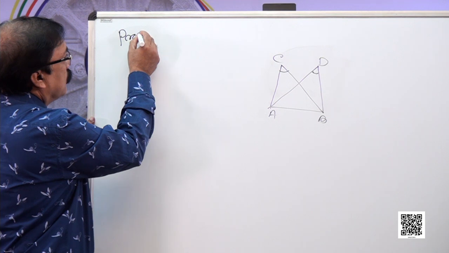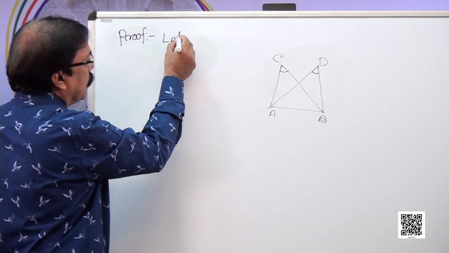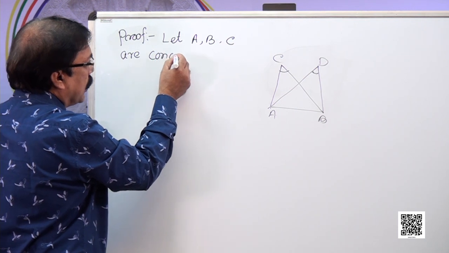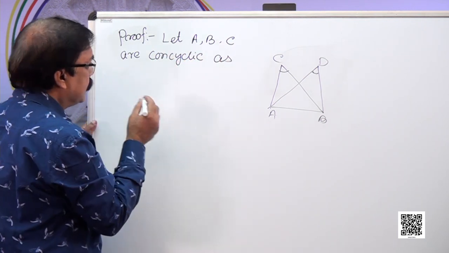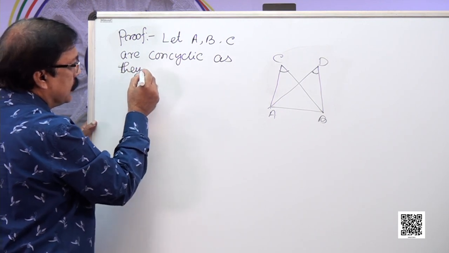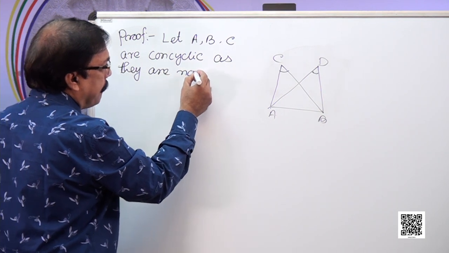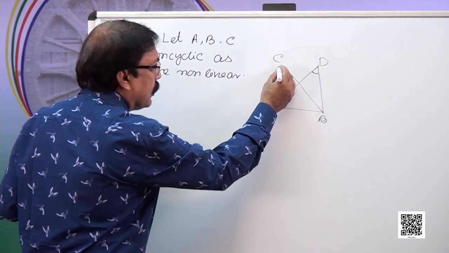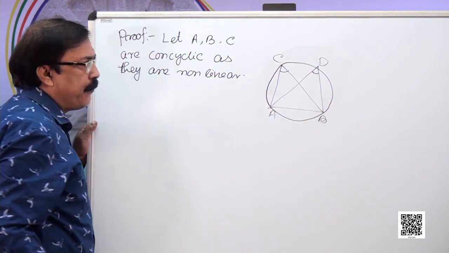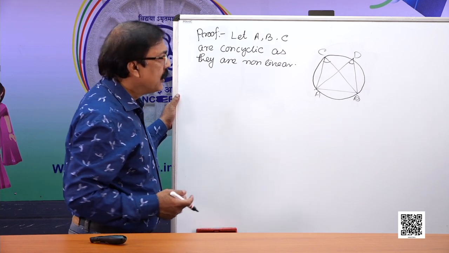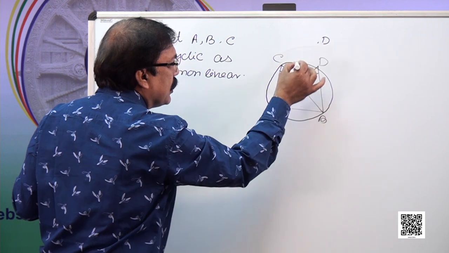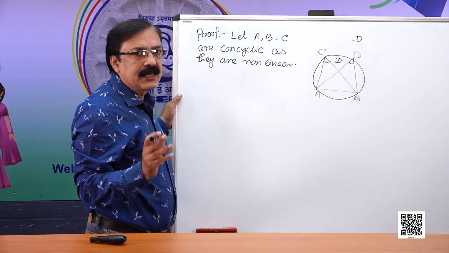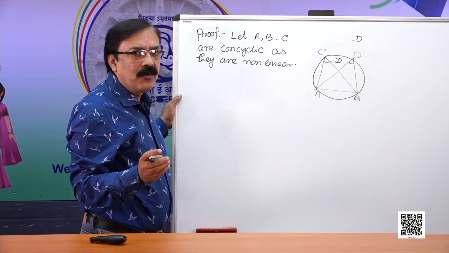So, proof is like this. Let A, B, C are concyclic as they are non-linear. That means, we can have a circle that passes through this A, B and C. Then what about D? D may lie outside the circle, inside the circle or on the circle. So, we can consider three cases, and from these three cases, we will conclude where it will lie.